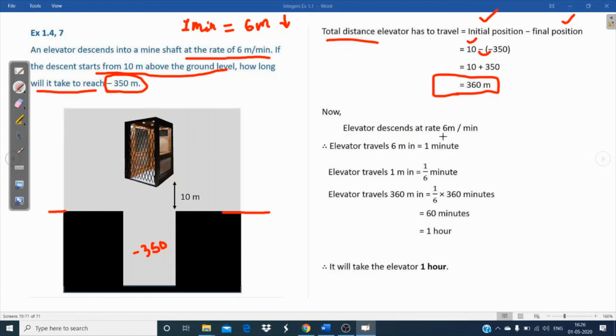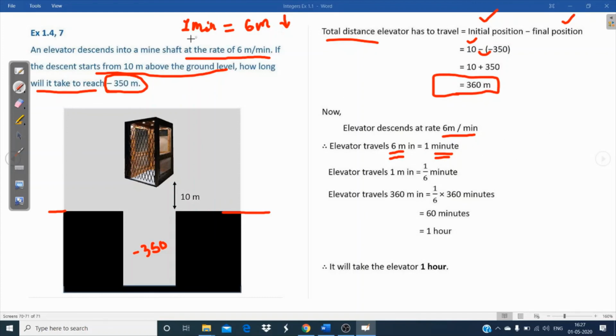Now what is the rate given? 6 meter per minute. Means in 1 minute it is traveling 6 meter. We can write this in reverse order also. Means elevator travels 6 meter in 1 minute. Why we are writing in reverse order? Because whatever thing we need to calculate, we have to put it at the right hand side whenever such type of questions are there. Now we need to find out what? Time. So let time be at the right hand side.